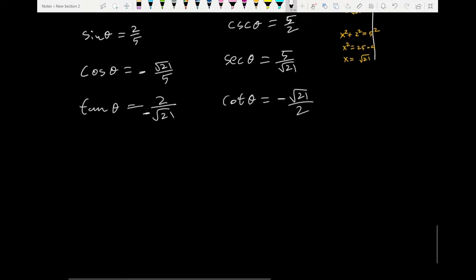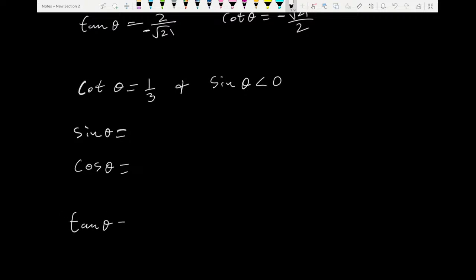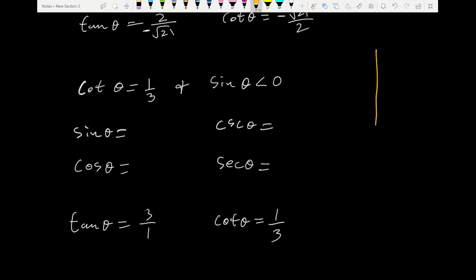All right, let's try another one. This is a hard one. Cotangent of theta equals 1/3 and sine of theta is less than 0. So we have to find sine of theta, cosine of theta, tangent of theta, cosecant of theta, secant of theta, and cotangent of theta. Well, cotangent of theta is 1/3. Tangent of theta is 3/1. It's that simple. So I'll give you a little bit of time to figure out what quadrant it is in.